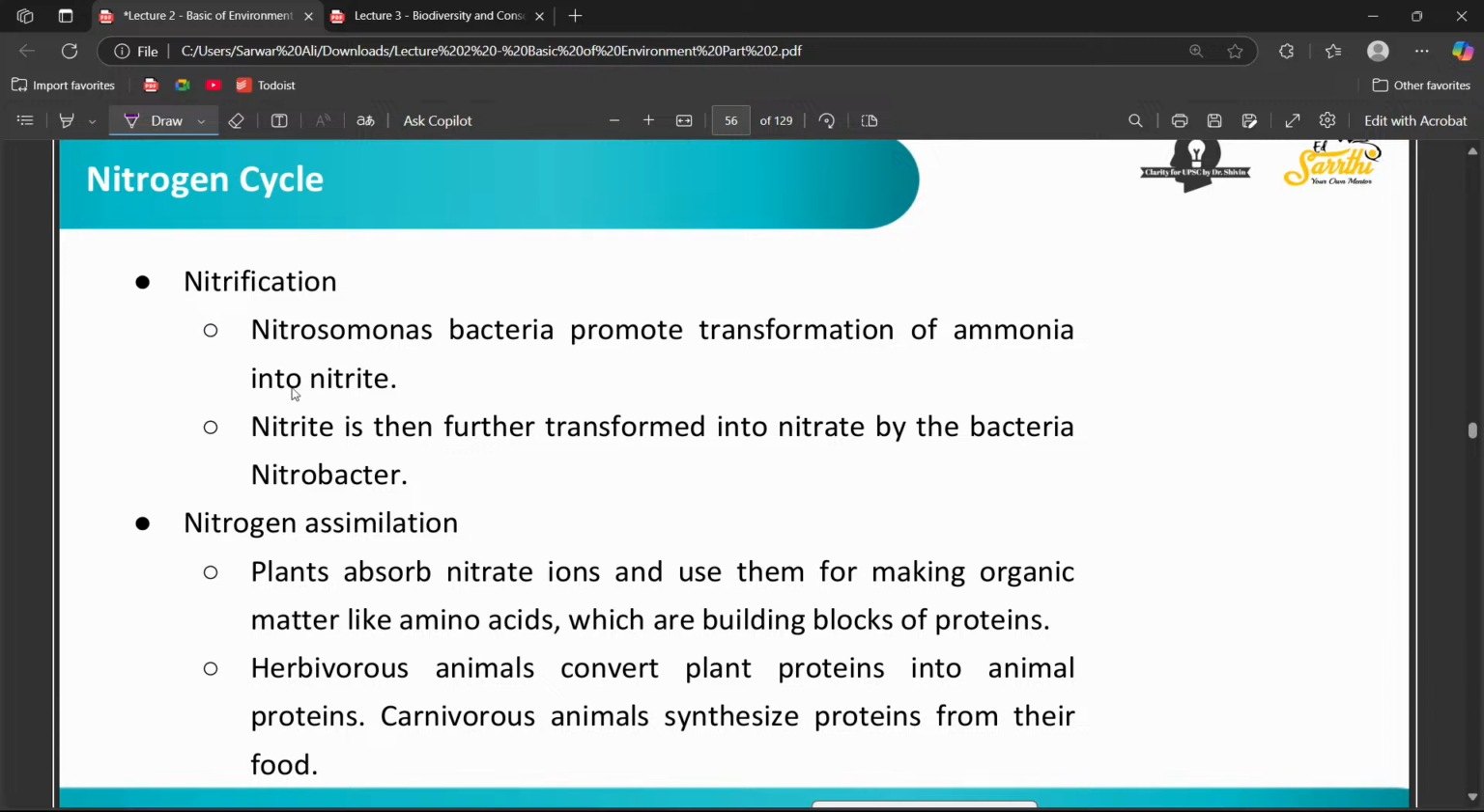Nitrification. Nitrosomonas bacteria promote the transformation of ammonia into nitrite. Nitrite is further transformed into nitrate by the bacteria Nitrobacter. Now nitrate is the main form that plants can use.